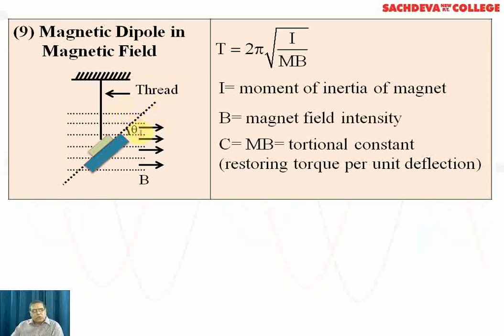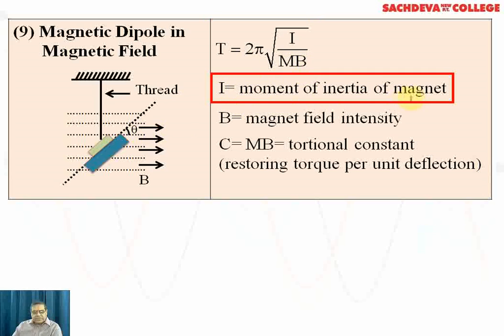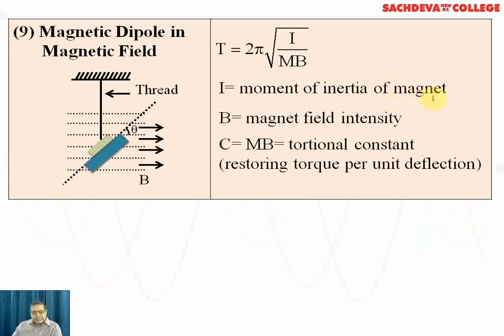that is the angle of twist. So time period of such a dipole is given by formula 2 pi under root I over MB, where M is magnetic moment, B is magnetic field intensity, and pi is constant. I is moment of inertia, and moment of couple is MB, that is the torsional constant.